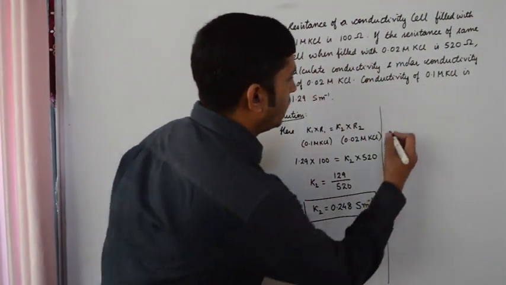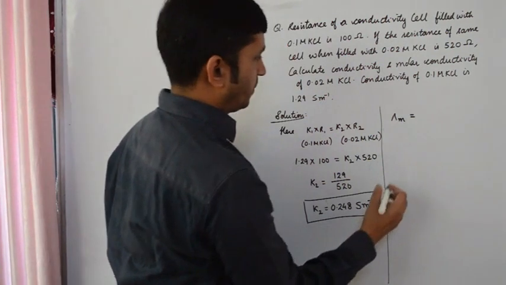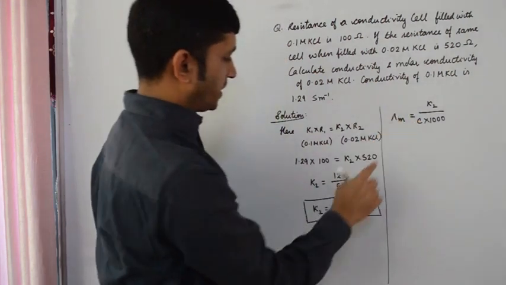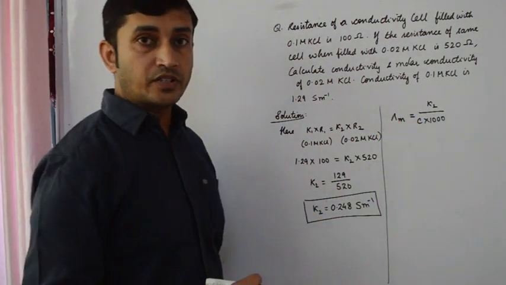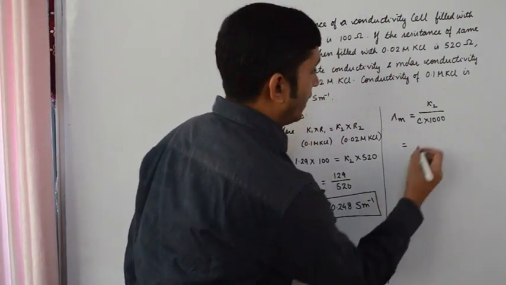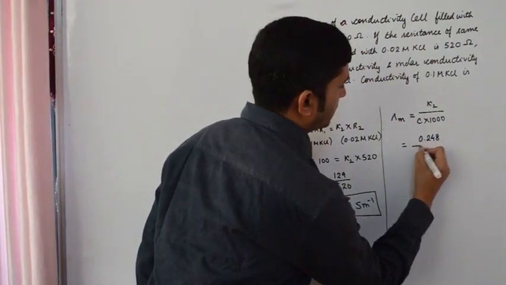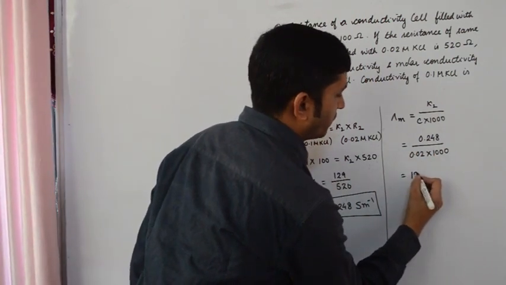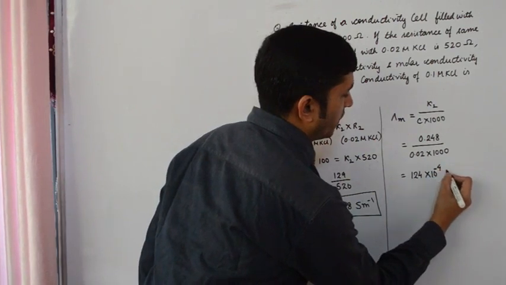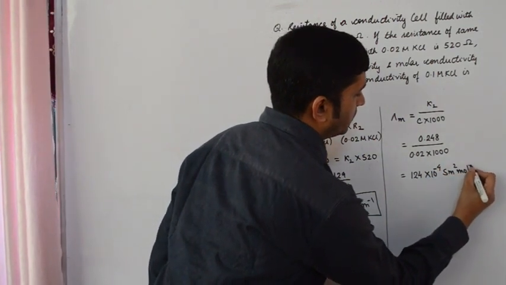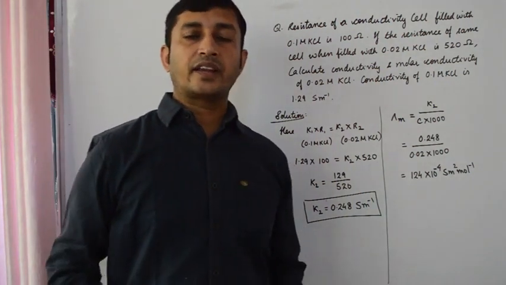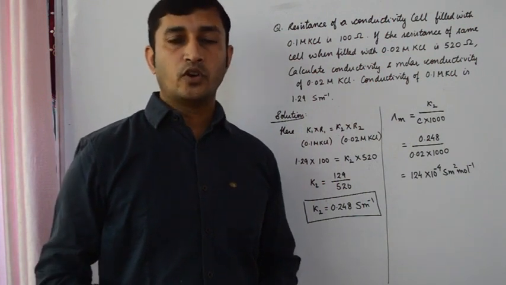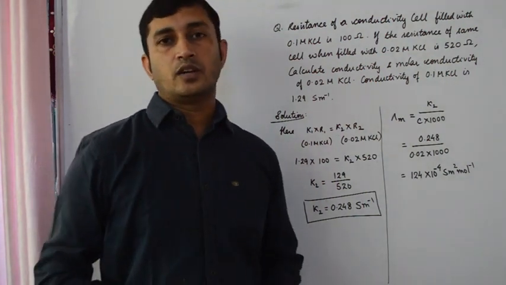Now let us calculate the molar conductivity. Molar conductivity can be written as kappa 2 upon C into 1000. Kappa 2 I am taking because we have to calculate for 0.02 molar KCl. Now we can put the values: 0.248 upon 0.02 into 1000. On calculating we will get 124 into 10 to the power minus 4 Siemens meter square per mole. In this way we can calculate the conductivity and molar conductivity of any solution. You all can practice some more numericals based on this.